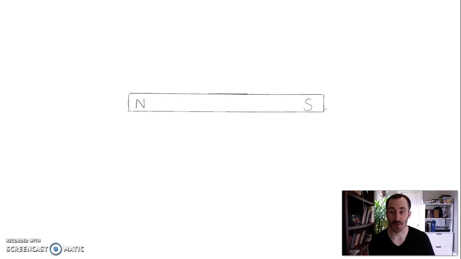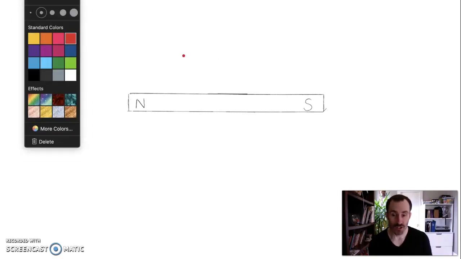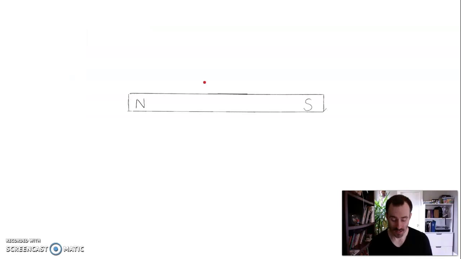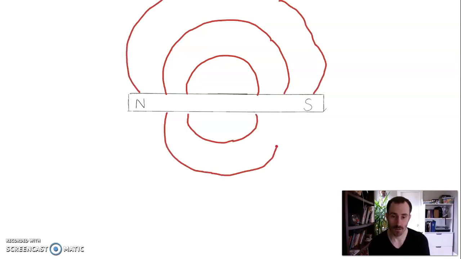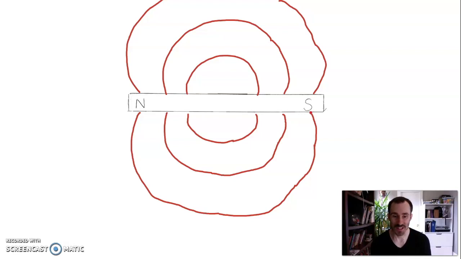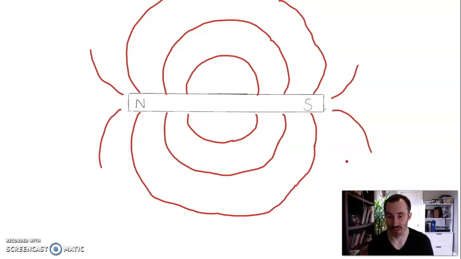So here is our bar magnet, and we're going to just draw those loops that we had, like this. There you go. That's the basic idea. We can also draw these loops that come out the back end here. They're going to complete their loops all the way around. It's just too big to draw.